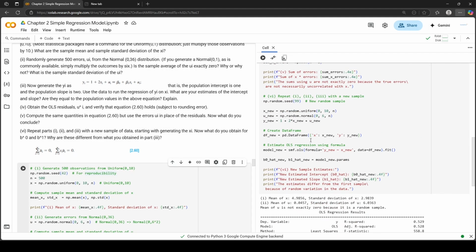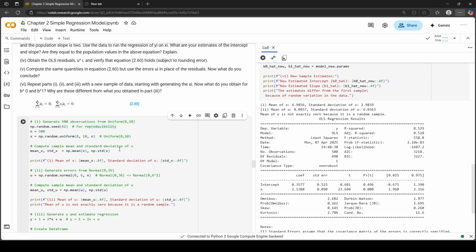So let's begin. First, we have to generate observations on a uniform distribution. So first, create a random seed, np.random.seed. In the bracket, type any number you like. I have typed 42. This command is just for the purpose of reproducibility. You can type any other number.